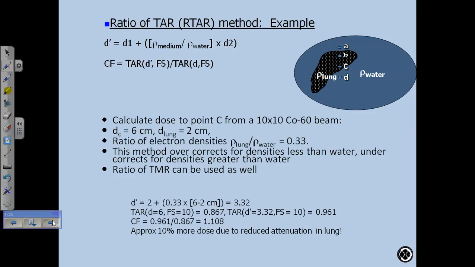So D prime is equal to 2. D1 was 2, plus 0.33, which is the ratio of the densities, times D2, the distance from point C to the surface of the lung, and that's 6 minus 2. So then D prime is 3.3. Look up the TARs, get the ratio. Here's the correction factor. So we end up with a correction factor of about 10.8% higher dose for point C than if we were doing just water equivalent calculations. Okay.